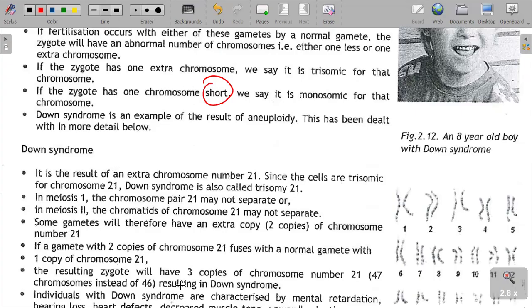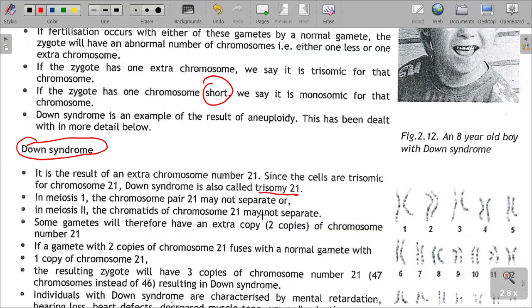It is a result of an extra chromosome number 21, Down syndrome, a condition resulting from non-separation of chromosomes. What we are referring to in this regard is a trisomy condition, which is caused by chromosome 21. Since the cells are trisomic for chromosome 21, Down syndrome is also called trisomy 21.